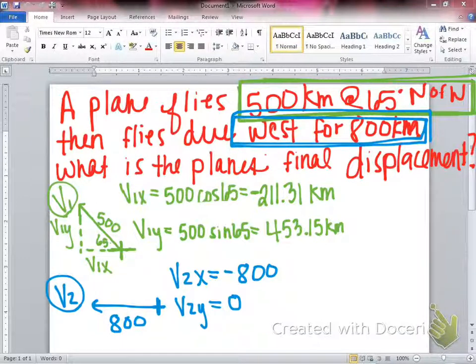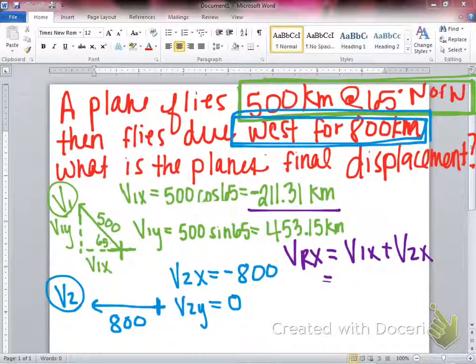Okay, so if you look at the steps we've done, out of our steps for solving vector components, we've done number 1, choose a coordinate system. You can check that. We've solved vectors into their individual components. Done that. Okay, our next step is to add the vectors in the x direction. Add all components in the x direction. All right, so let's start looking at our resultant vector here. Okay, so v sub rx is equal to v sub 1x plus v sub 2x, which equals negative 211.31 plus negative 800.